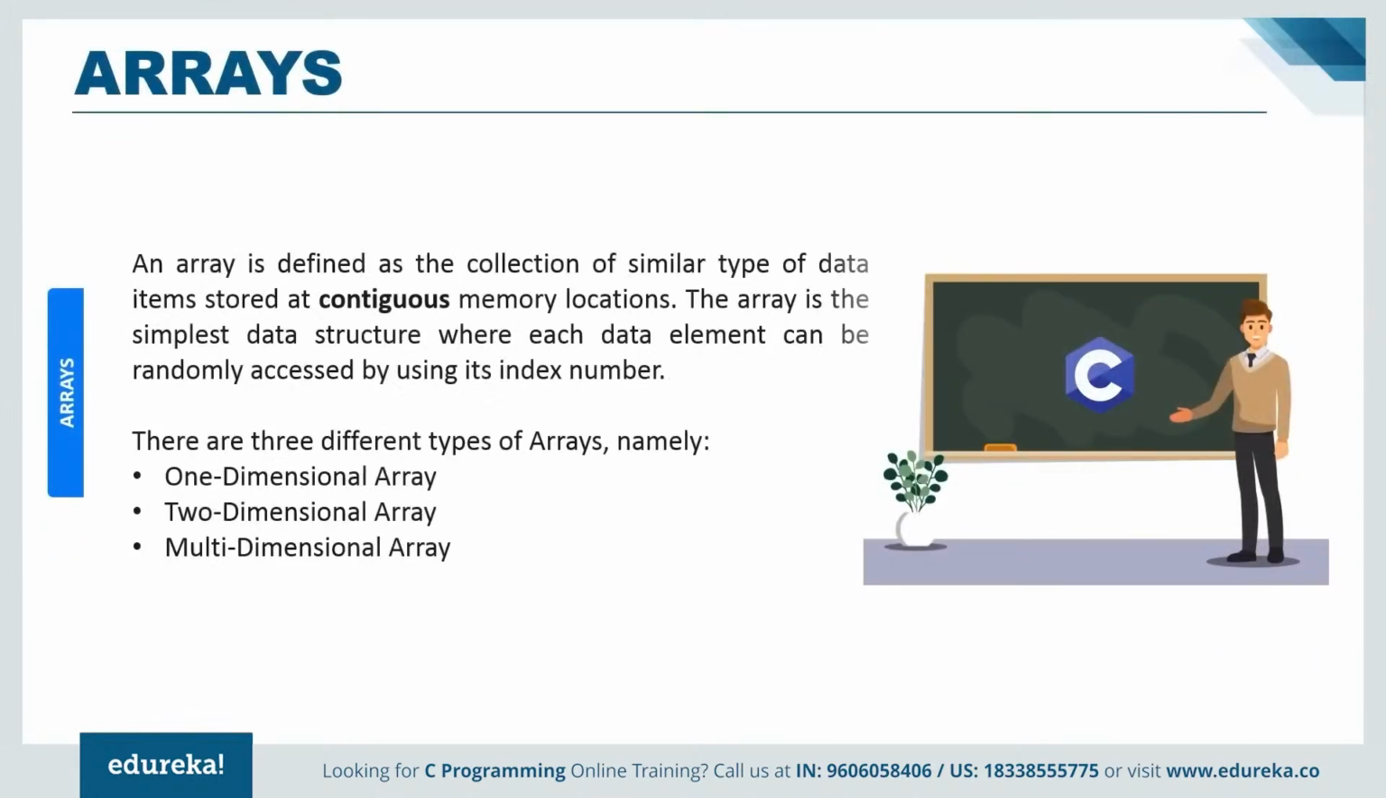Firstly, let us discuss arrays. An array is defined as a collection of similar type of data stored in continuous memory locations. The array is the simplest data structure where each data element can be randomly accessed using its index number. There are three different types of arrays, namely one-dimensional, two-dimensional, and three-dimensional. Now you must be confused about continuous memory and index. I'll explain each and everything in a more detailed way.